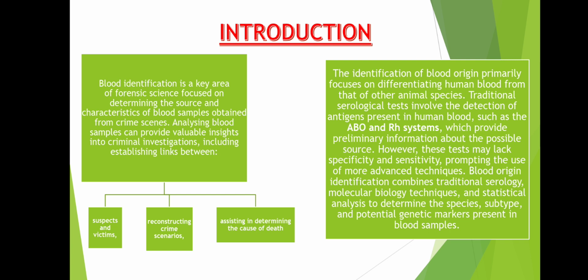The identification of blood origin primarily focuses on differentiating human blood from that of other animal species. Traditional serological tests involve the detection of antigens present in human blood, such as the ABO and RH system, which provide preliminary information about the possible source. However, these tests may lack specificity and sensitivity, promoting the use of more advanced techniques. Blood origin identification combines traditional serological, molecular biological techniques and statistical analysis to determine the species, subtype, and potential genetic marker present in blood samples.